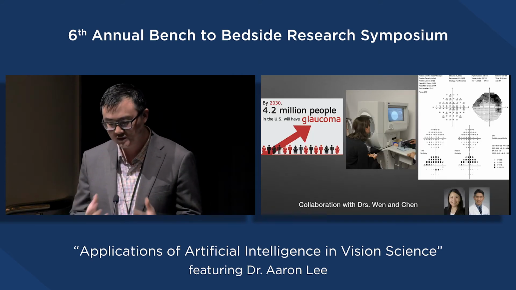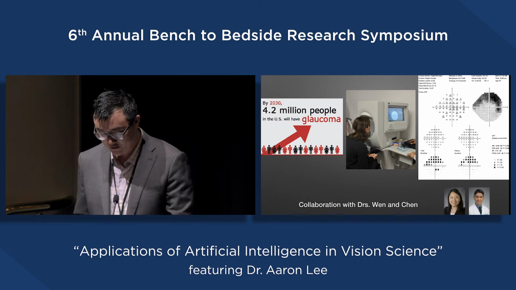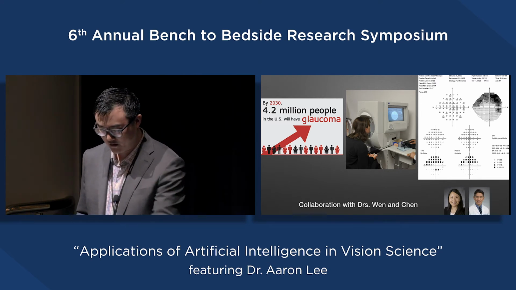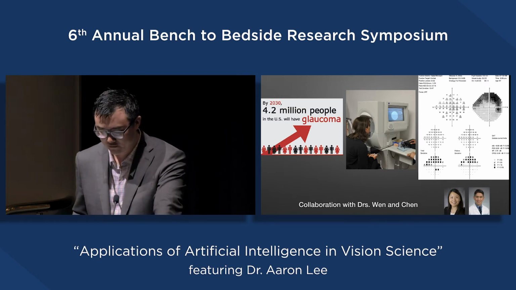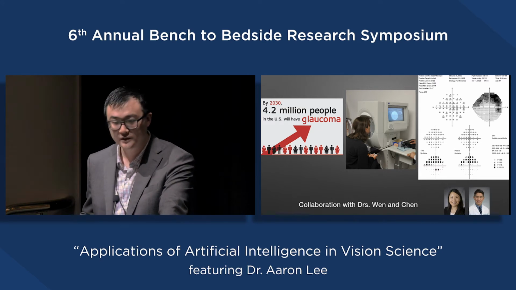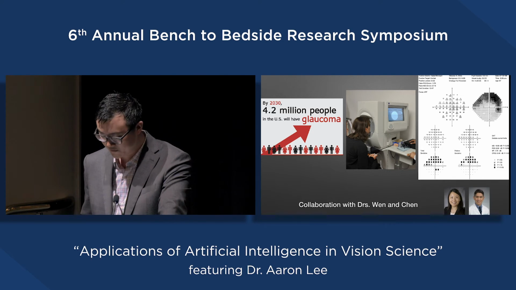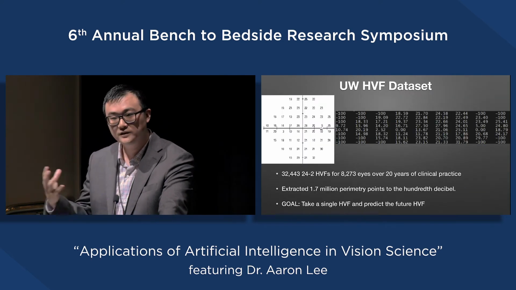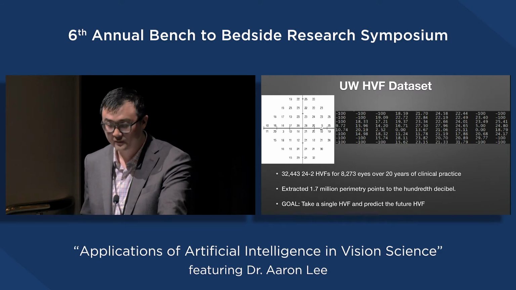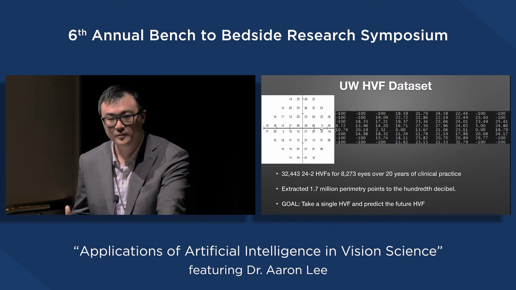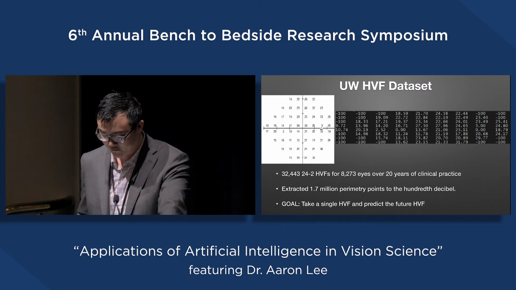And I'm going to switch gears a little bit and talk about glaucoma. Everyone knows glaucoma is a big deal. And this was in collaboration with Dr. Wen and Chen at UW. And right now, people get these Humphrey visual field measurements done, and it generates this perimetry report. And that's how we monitor disease progression in glaucoma patients. So what we did is we created another big data pile. We took all the visual fields that were done, and we built an automated pipeline to extract the perimetry points out from the Humphrey visual field files.